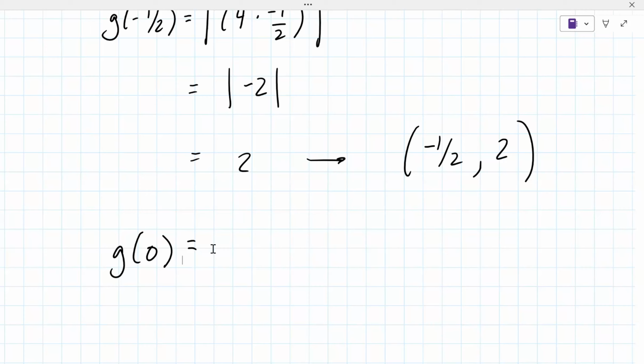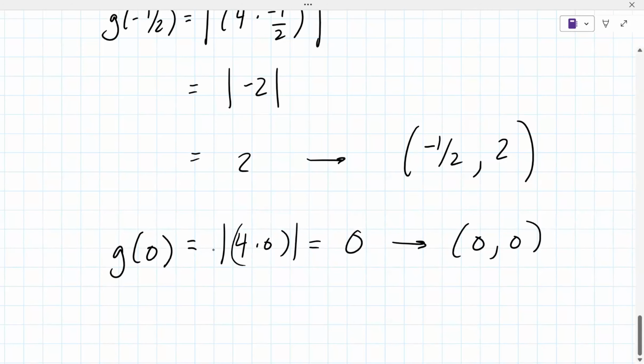You have an answer for me? 0. The absolute value of 4 times 0 is 0. So the ordered pair is (0, 0).